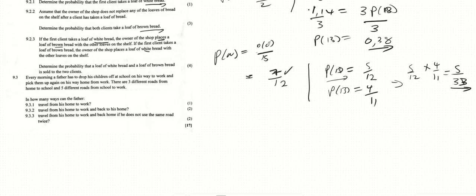Now what's going to happen is, let's look at this in a tree diagram. How many branches? There are 2 branches because there are 2 choices being made. So the first client might choose brown or might choose white.